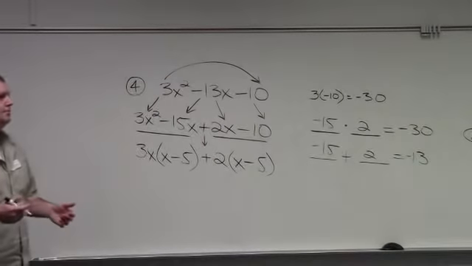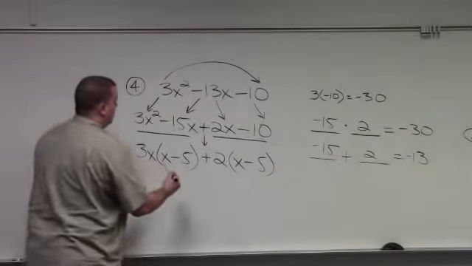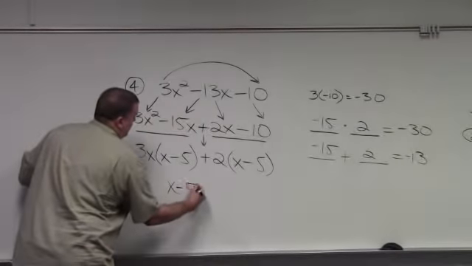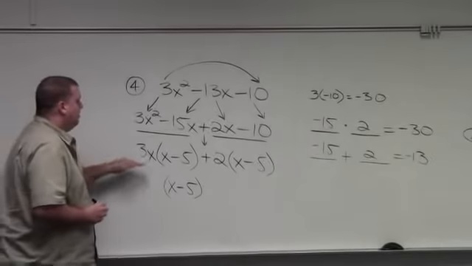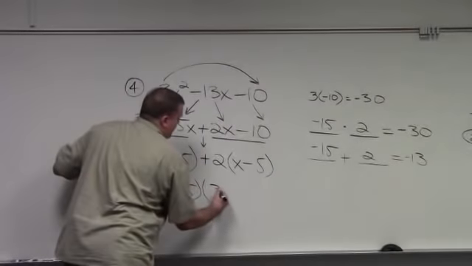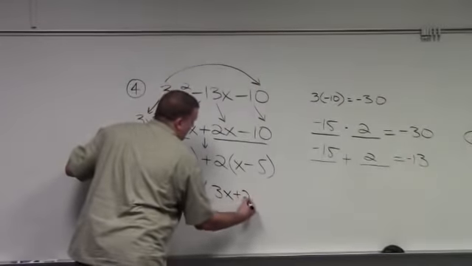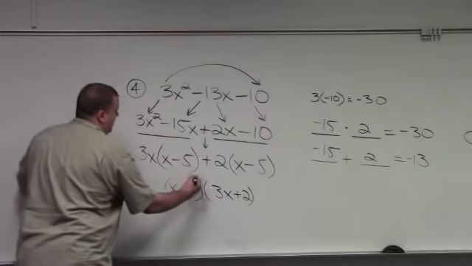All my parentheses the same? Yes, that's a good thing. Because now I can write it as my common factor, x minus 5. And then my other factor will be my coefficients. 3x plus 2. And we're done.